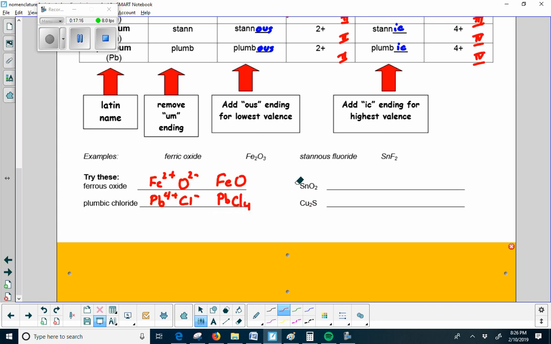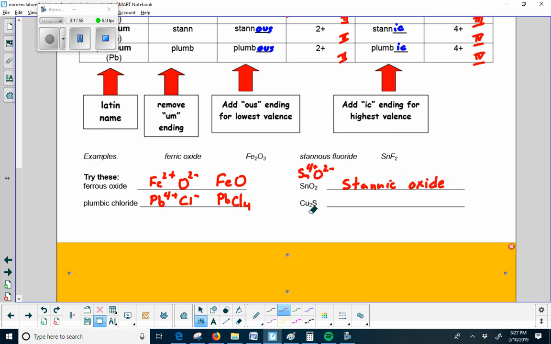Now let's look on this side, and here we have to name these using the appropriate suffixes. I've got Sn, which is tin, and the word for tin in Latin is stannus, or stannum. So you have to decide, is it stannous or stannic? So let's look at this. We know we're going to have 2 oxygens, and oxygen has a charge of 2 negative. In order to get 2 of these, the charge of tin here must be 4. I've got twice as many here. So we're going to be looking at the higher charge version. This is stannic, and then we just use the ending oxide.